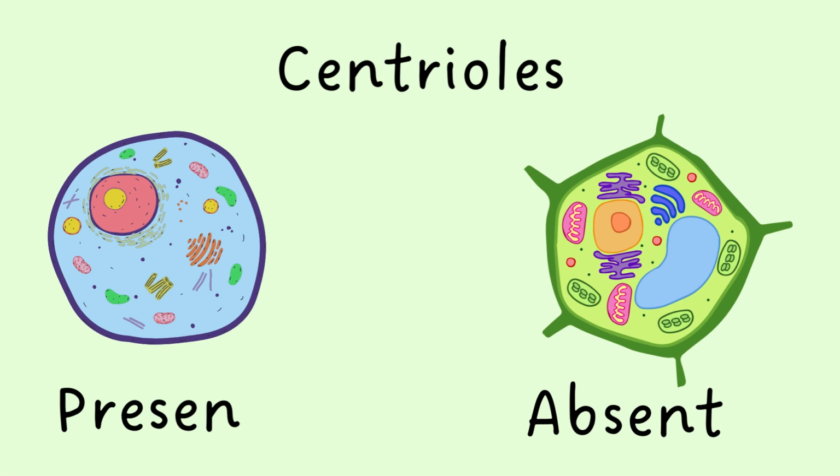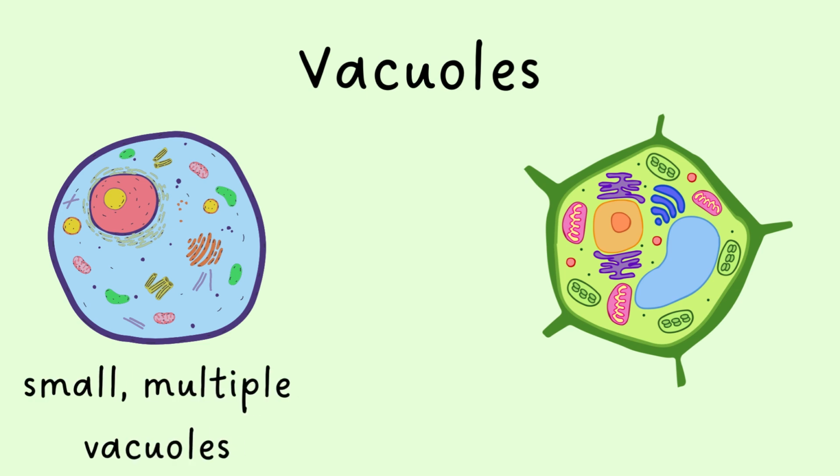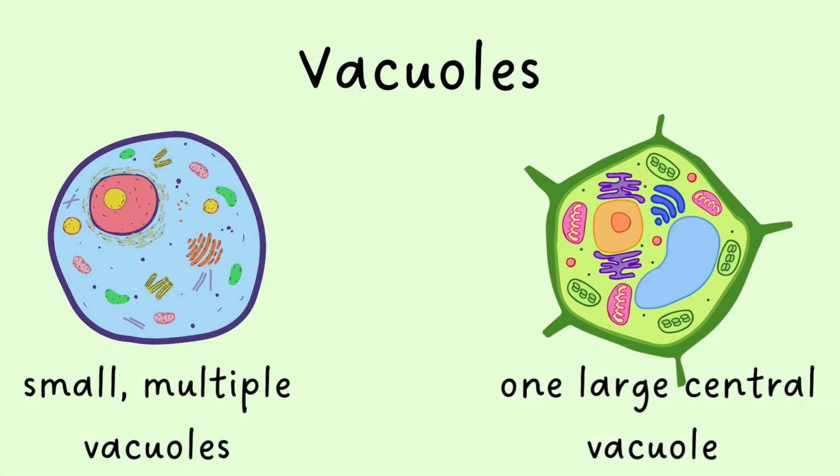Another difference is the size of vacuoles present in the cells. Animal cells have small multiple vacuoles, while plants have one large central vacuole that can take up to 90% of the cell's volume.